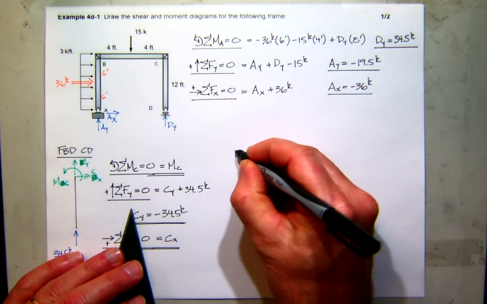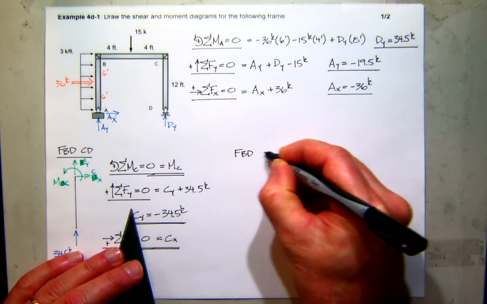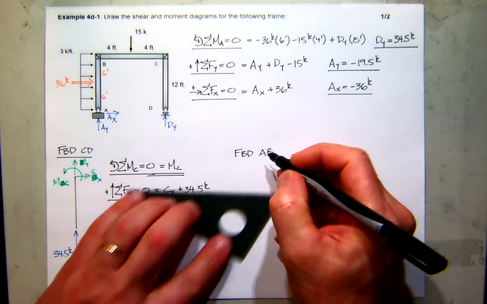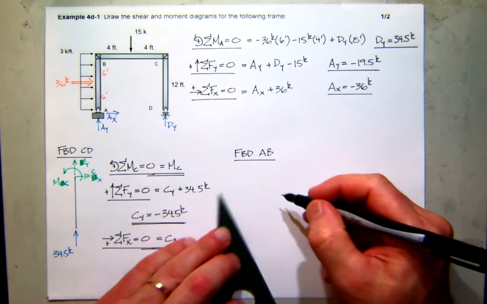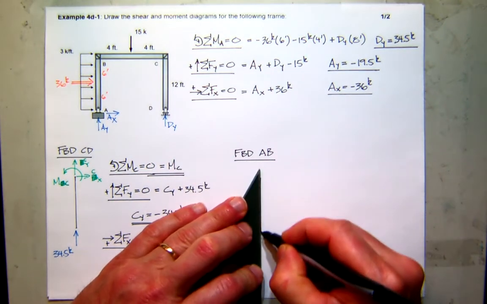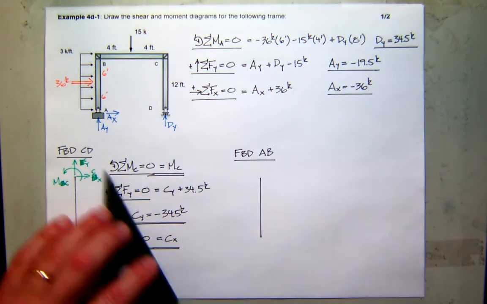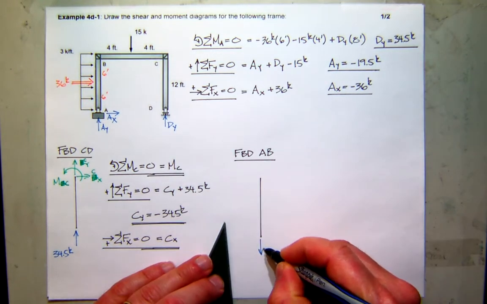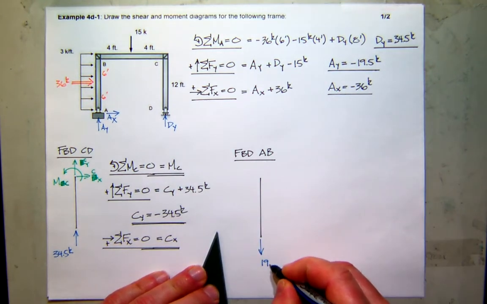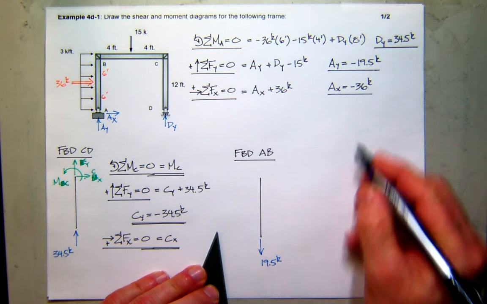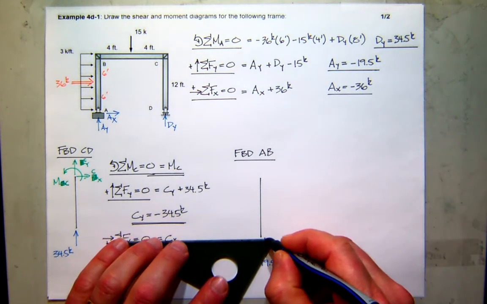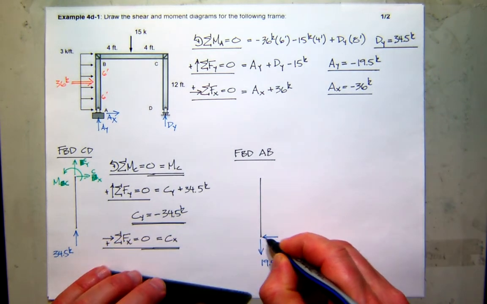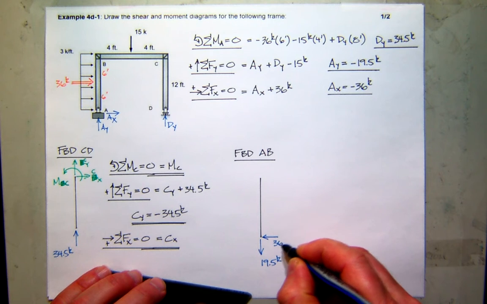So we'll come over here and we'll do the free body diagram from A to B. So I'll draw that one. Now we know at A, we found AY, and AY is actually down 19.5 kips. And we found AX, and it's actually to the left equal to 36 kips.